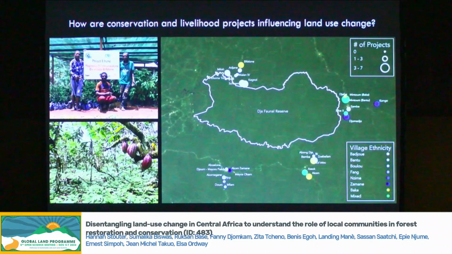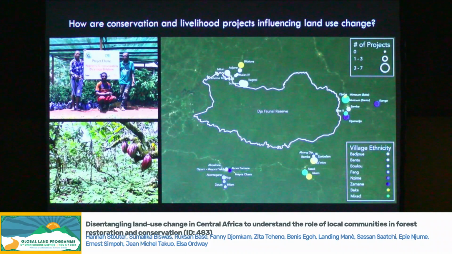And then looking at those conservation and livelihood projects, here the size of the circle corresponds to the number of projects in this region. And this is a region that has had a lot of projects take place over the past 40 years, but no real assessment of what impacts these projects might be having on land use change. The majority of these projects really have to do with wildlife conservation or preventing bushmeat hunting. But because bushmeat hunting is such an important protein source, they often have indirect consequences on land use by encouraging people towards different kinds of agriculture.